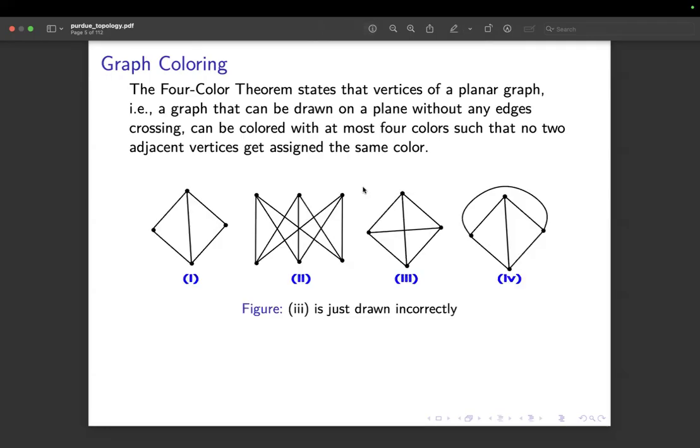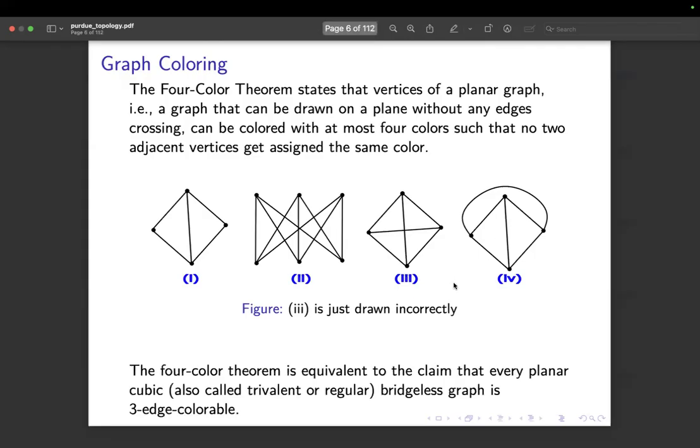So for example, if you look at this picture, there are four graphs, and one is planar. Number two is the famous K3,3 graph, and that is not planar. Now number three is just drawn incorrectly, because I can take one of these edges, the horizontal one, and pass it over this way, and it's the same as graph four, and that is planar.